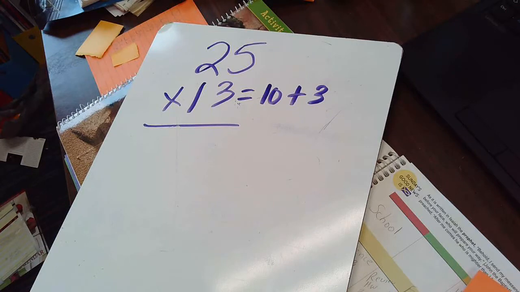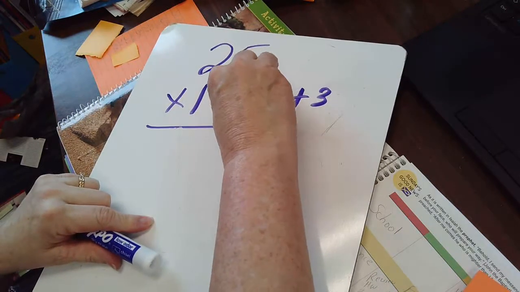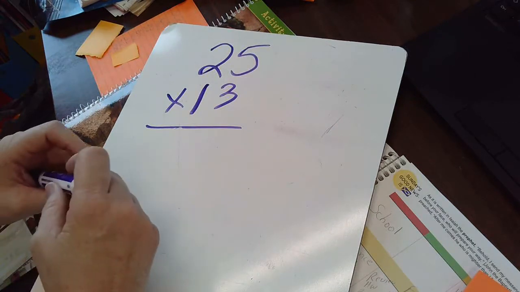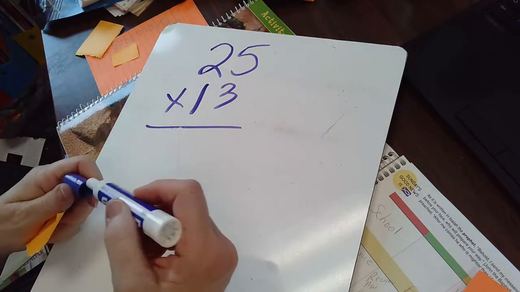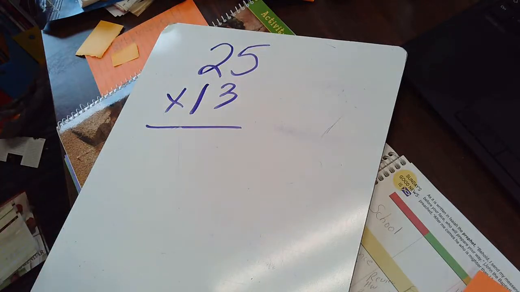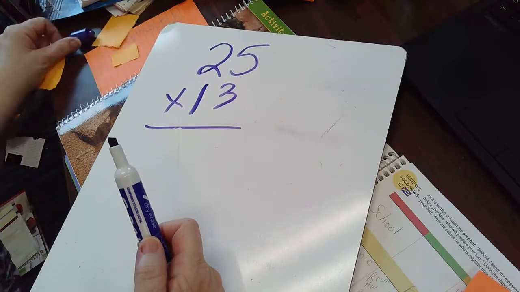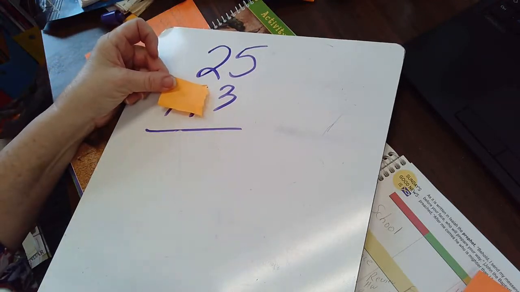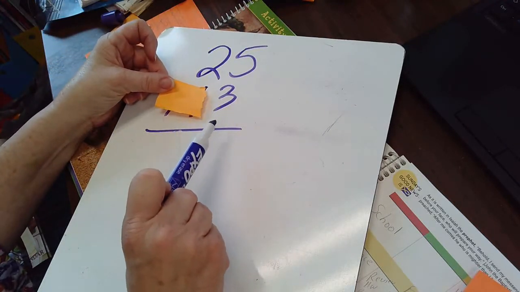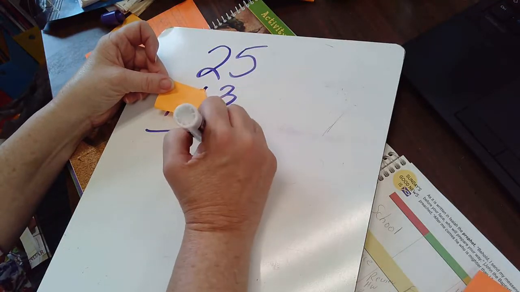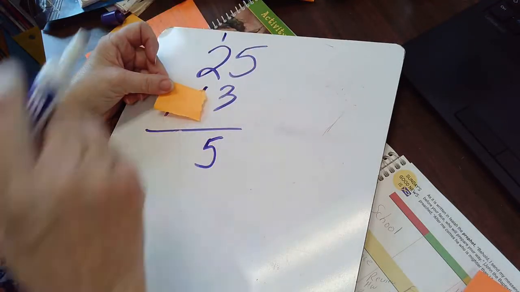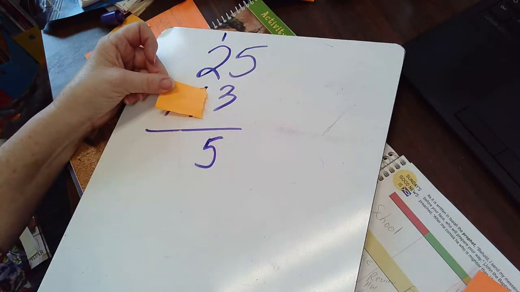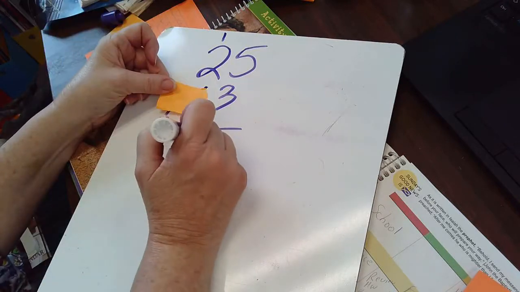Now, when we do the old school way, this is what we do. Sometimes it's helpful, and some kids like to cover up the number that they're not using. For example, what we're doing first is multiplying the 3 times the 25. If the 1 gets in your way, you can just cover it up with a piece of paper. You say 3 times 5 is 15, and you carry your 1. We already know how to do that. 3 times 2 is 6, plus the 1 up here is 7.